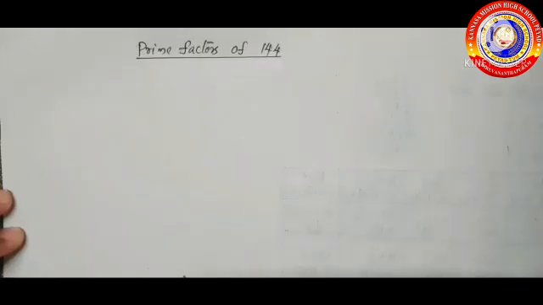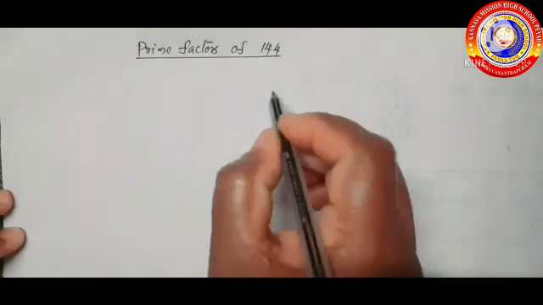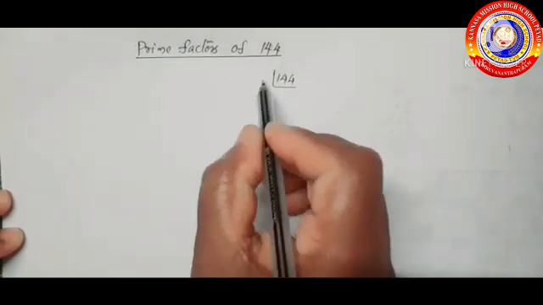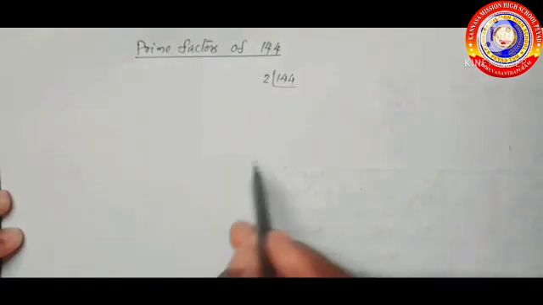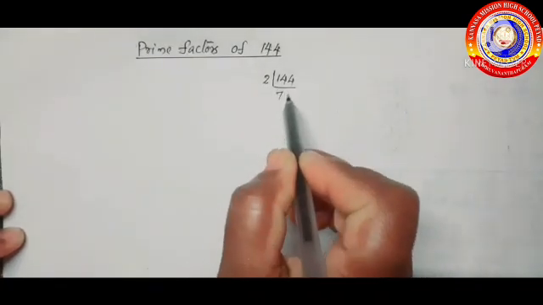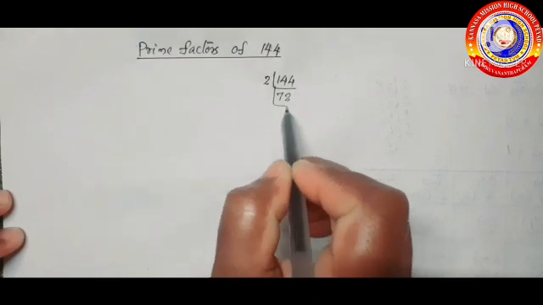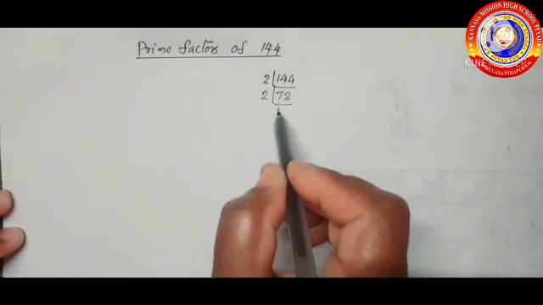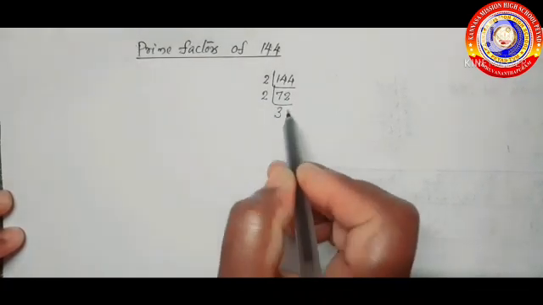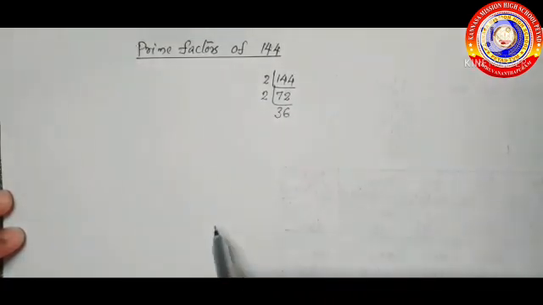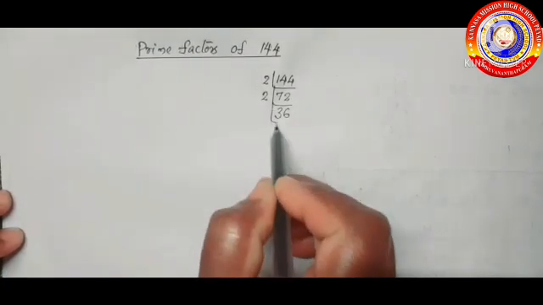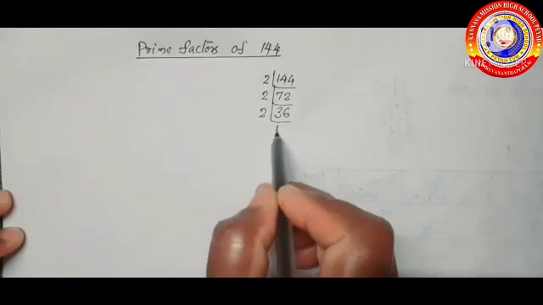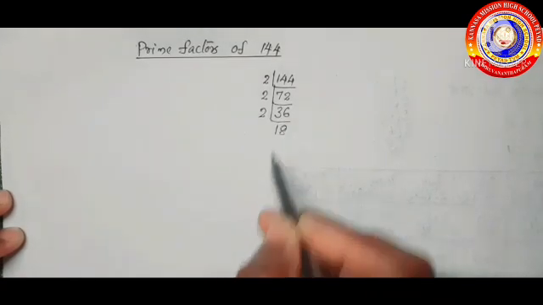Next we shall learn one more example. Find the prime factors of 144. 144 is an even number, so 2 is a factor. 144 divided by 2, we get 72. 72 is also an even number, 2 is a factor. Dividing by 2, we get 36. 36 is an even number, dividing by 2, we get 18.